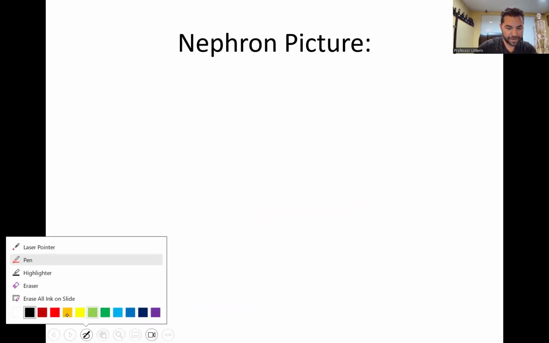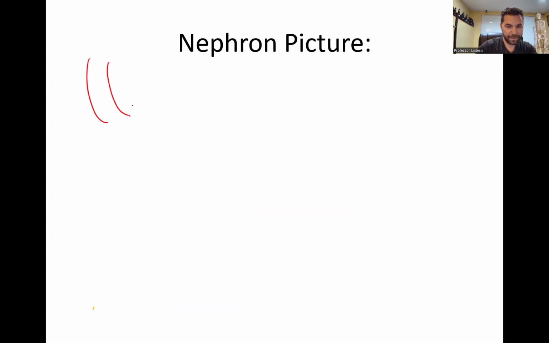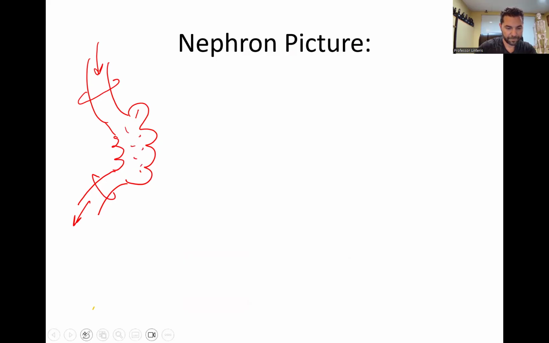So the first thing I want to talk about is the nephron has blood flow coming into it and out of it. These will have names, right? This thing has a name. There is a collecting area.